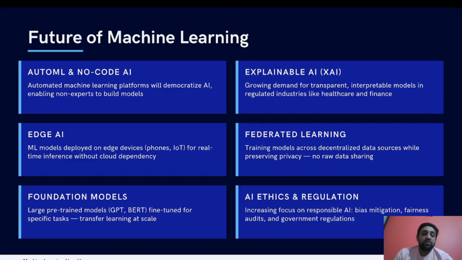Federated learning focuses on privacy by training models across decentralized data sources. Large foundation models like GPT and BERT are transforming how tasks are performed through transfer learning. Additionally, there is a growing emphasis on ethical AI and regulations to ensure responsible use.